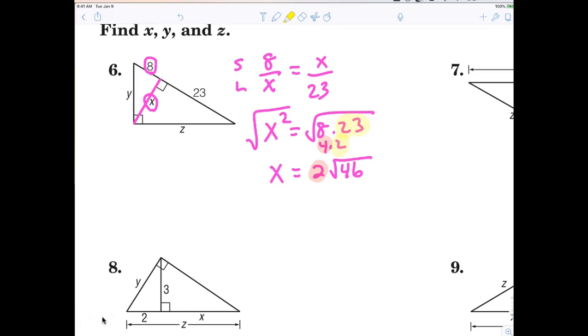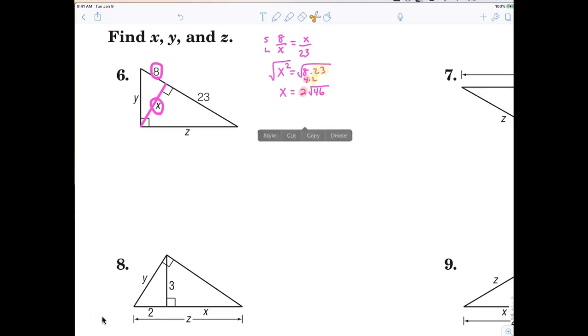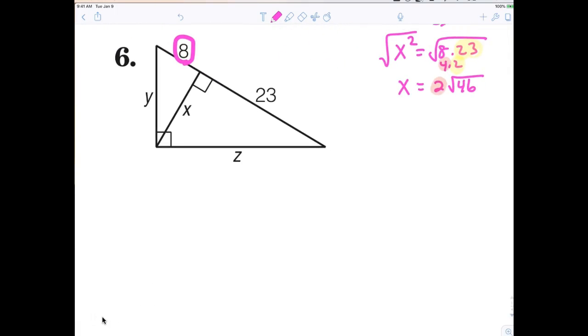All right? So now I know that x is 2 radical 46. Everybody agree? Now, do you agree I could just do a squared plus b squared equals c squared from there? Yes. All right, but they don't want you to do that. So what we're going to do now is try to do it the correct way, just because we want to see the proportions. So now I have this right here. I'm going to erase, and I'm going to write in there 2 radical 46.